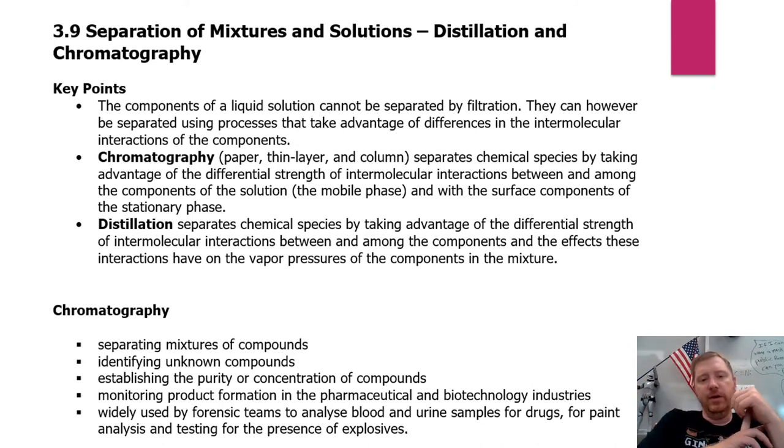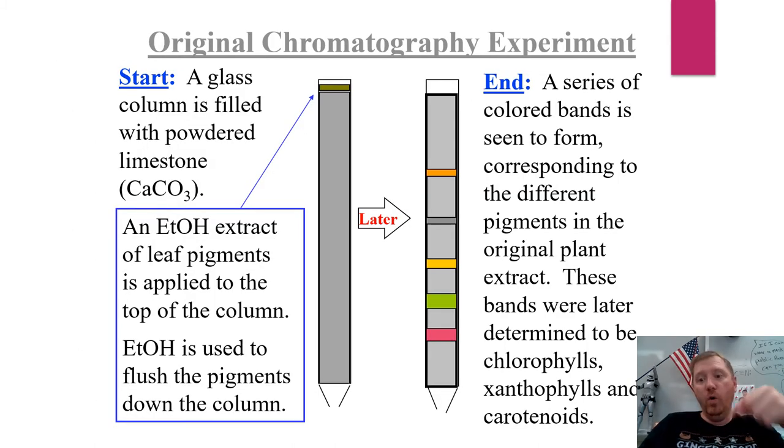So we're going to talk about chromatography first, and then we'll come back to distillation. So chromatography, you have a mixture and you're separating it, just like all of these other things. And there's a couple of different types of chromatography. The term chromatography actually harkens back to the beginning of chromatography. In the old days, you would separate mixtures and you would actually see these different pigments. The original chromatography experiment idea here is we have this glass column with calcium carbonate or limestone or chalk or whatever. It's powdered, it's ground up.